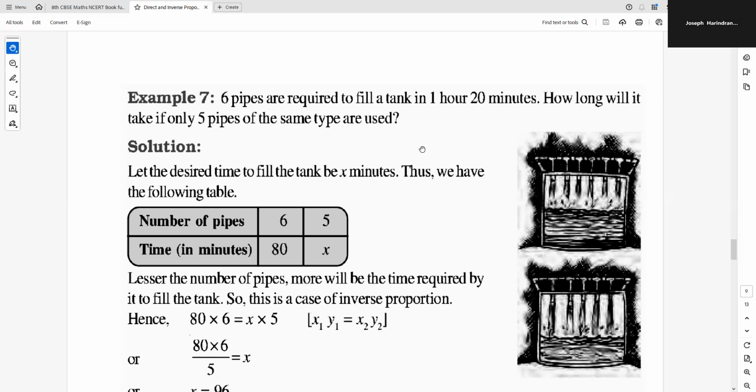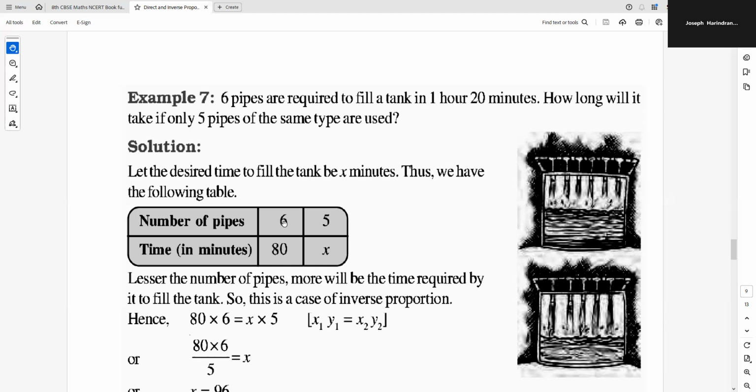How did we get that 80? Can you think of it? 1 hour and 20 minutes. You know that 1 hour is 60 minutes. 60 plus 20 is 80. That is why you get 80 minutes here. We convert everything to minutes, because if we have it as a fraction, it will be difficult to handle. All quantities are converted to a common unit. That is, 1 hour is taken as 60 minutes, and we add that 20 minutes to the 60 minutes to get 80 minutes.